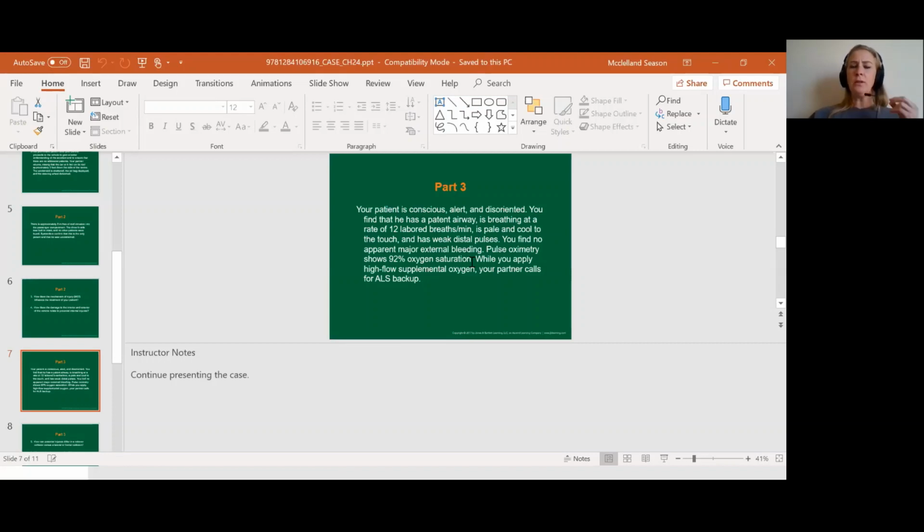He is pale and cool to the touch and has weak distal pulses. What does weak distal pulses mean to you? It means that blood isn't getting to the distal regions of his body as much. Which means what, Trey? Poor blood flow. Does it mean that? What does it mean?